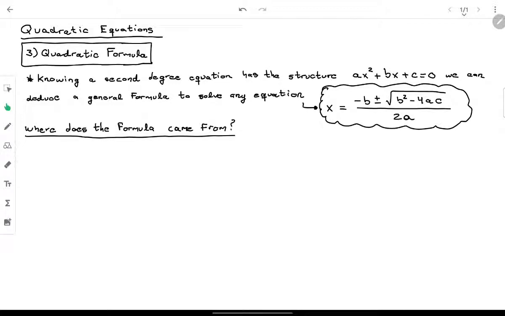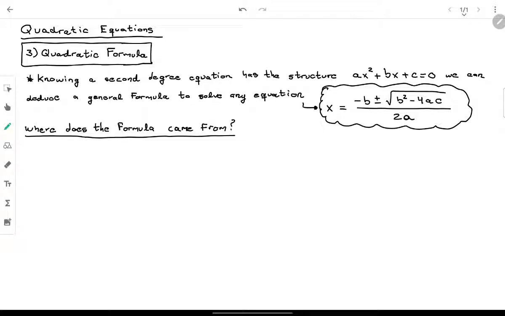The important part is, of course, the general formula: x equals minus b plus minus the square root of b squared minus 4ac, all of it divided by 2a. But first of all, to use it, we must have an idea of how they obtain this general formula. So let's see how to obtain it.